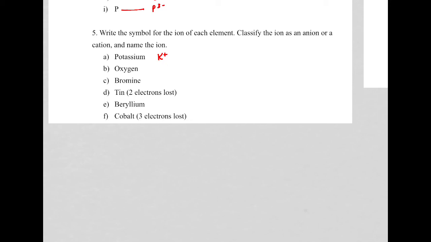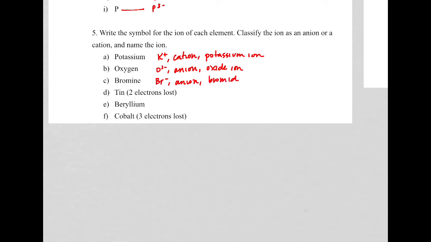Oh, wow. Okay. So this is going to be the potassium ion, K+. It's a cation because it's positive, and it's the potassium ion, like I just said. Oxygen, O2-, is an anion. It's called the oxide ion. Bromine, Br-, anion.